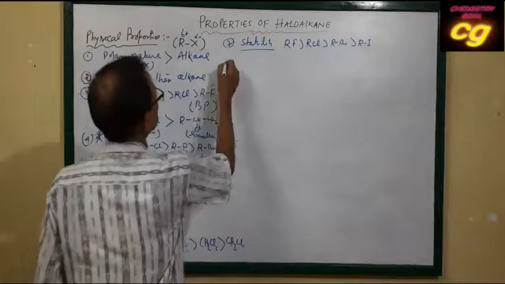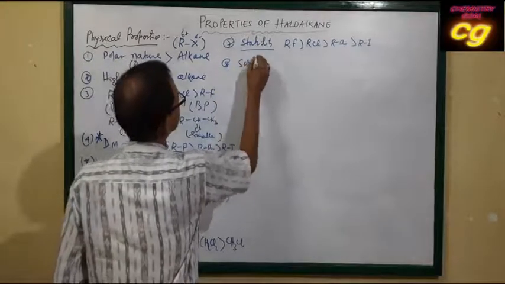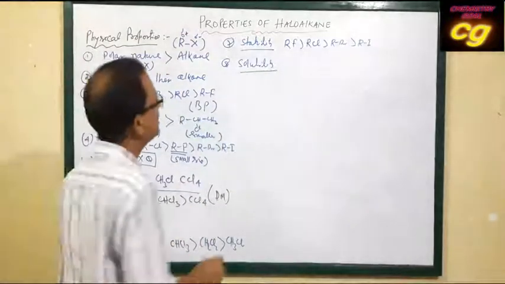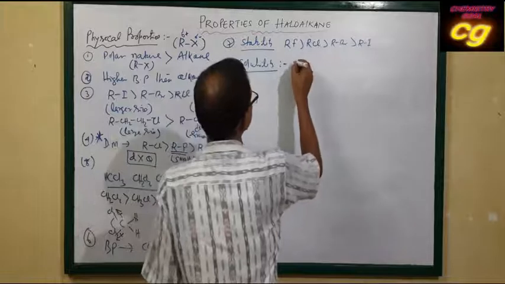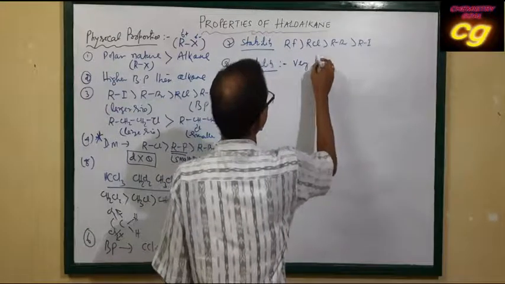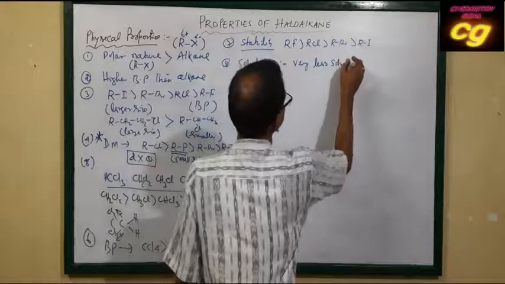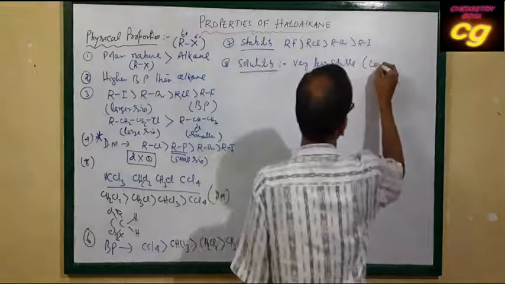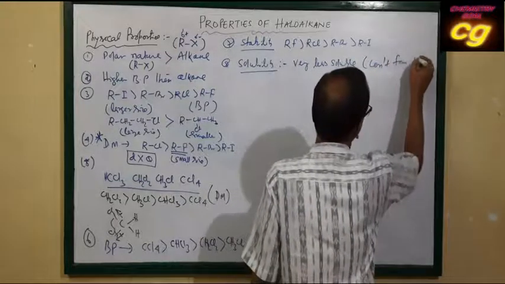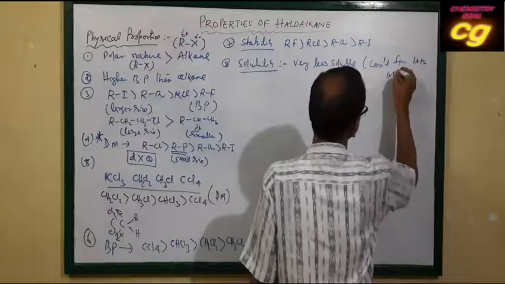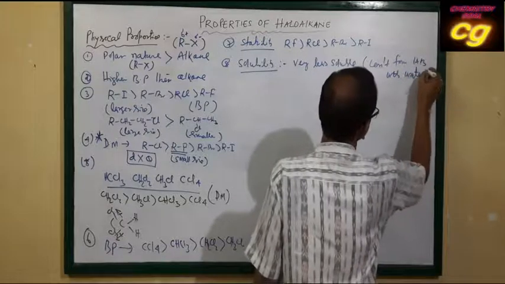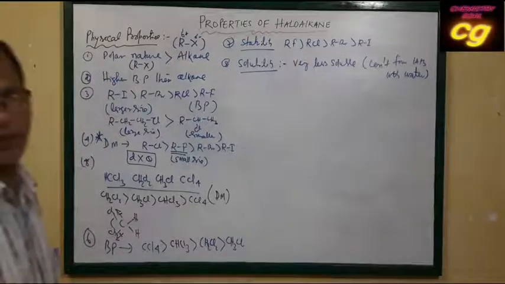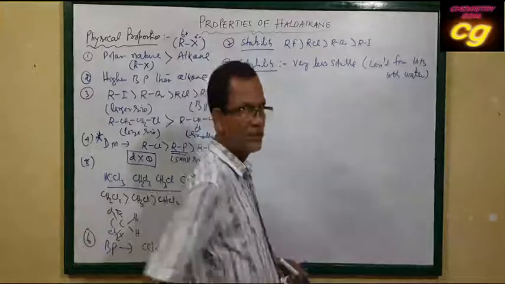If you see the solubility of haloalkane, if you compare, they are almost very low soluble, very less soluble, because they cannot form hydrogen bonds with water. As they cannot form hydrogen bonds with water, that's why they are very less soluble. The solubility is very less in water.